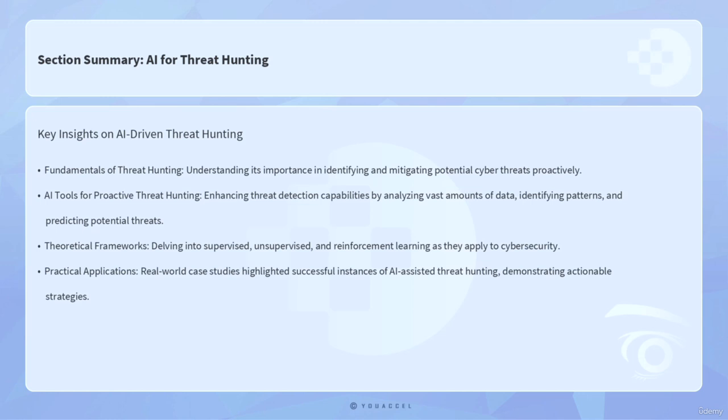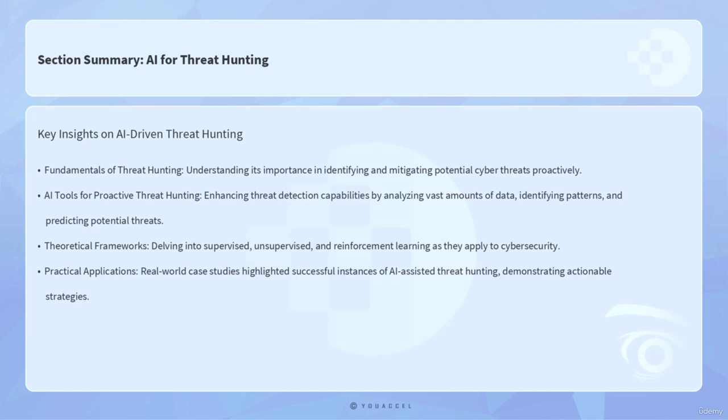Building on this foundation, you explored AI tools for proactive threat hunting. You learned how artificial intelligence and machine learning can enhance threat detection capabilities by analyzing vast amounts of data, identifying patterns, and predicting potential threats. Key tools and their functionalities were discussed, showcasing how they integrate into existing security frameworks to bolster threat hunting efforts.